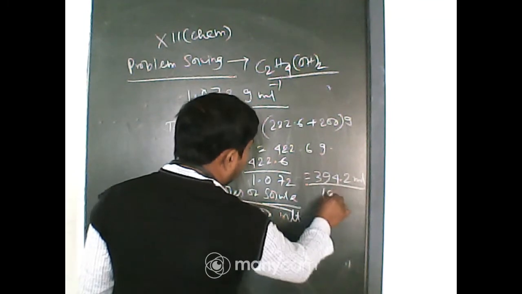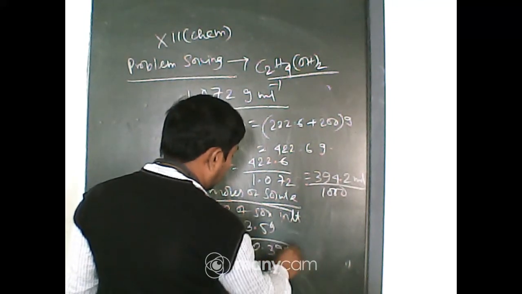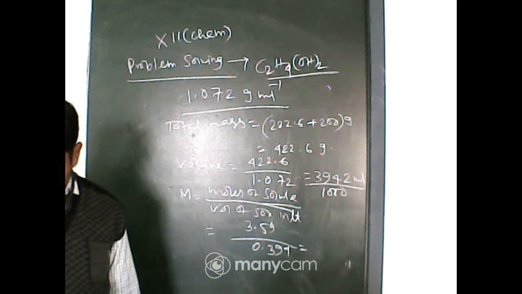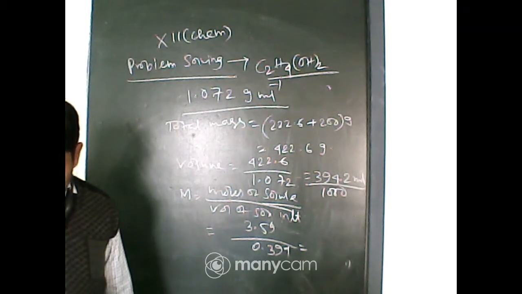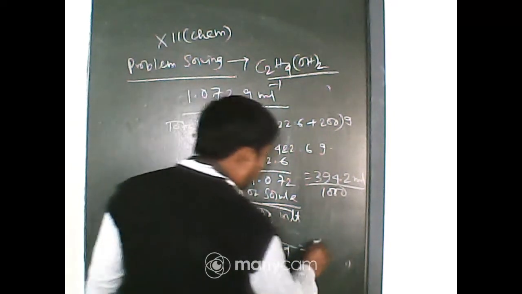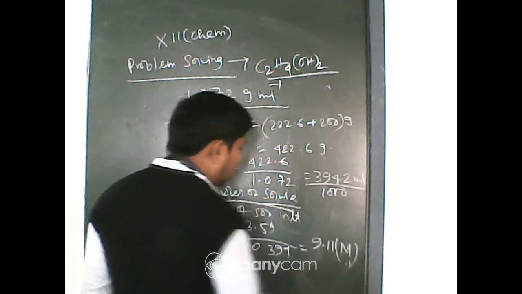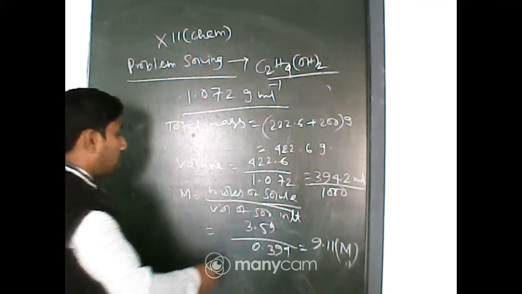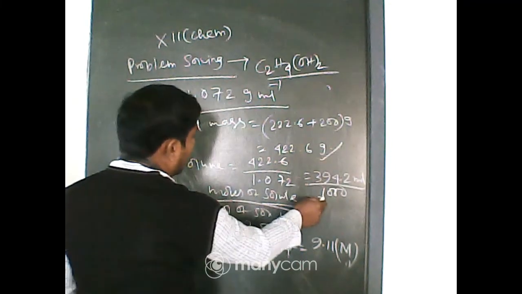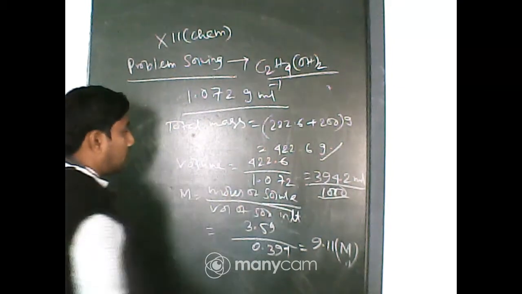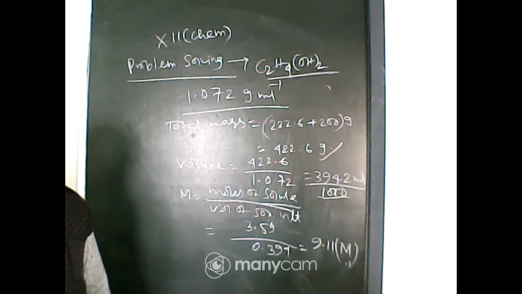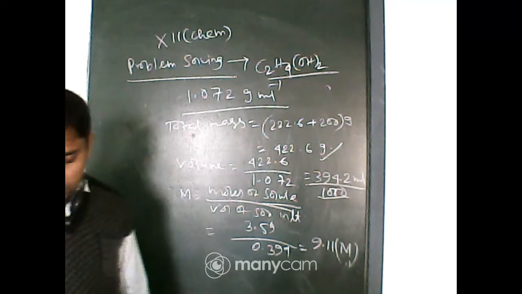This is divided by 1000, so this is equal to 0.394. So 3.59 divided by 0.394 is equal to 9.11. This is equal to 9.11 molar. Okay, so very simple. Just take the total weight of the solution, then convert it to volume by dividing it by the density and then put it in the formula. Okay. Next problem.